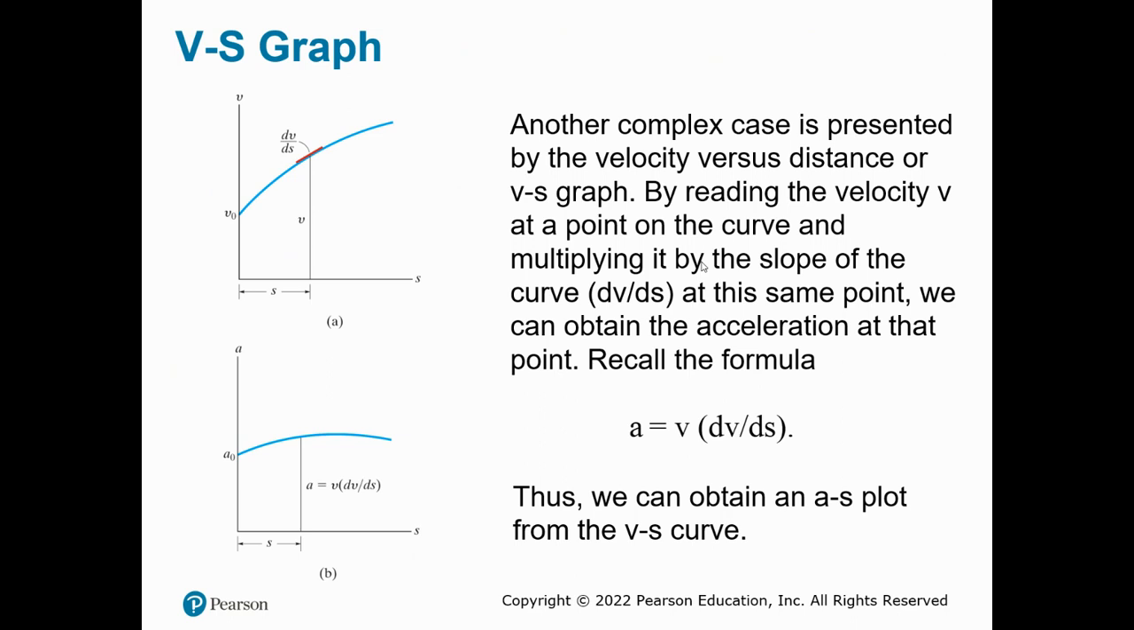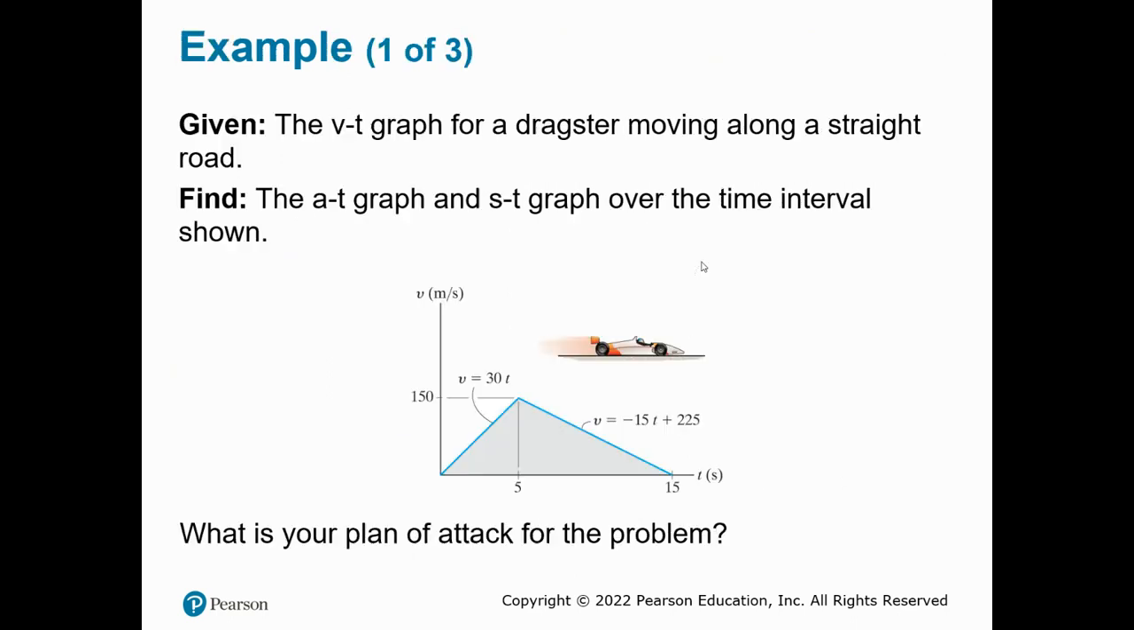Over here, by reading the velocity at a point on the curve and multiplying by the slope of the curve, dv/ds, at the same point, we can obtain the acceleration at that point. And remember, we derived this formula in our previous video, so we can obtain the AS plot from the VS curve. Now let's take a look at some examples, more specifically.